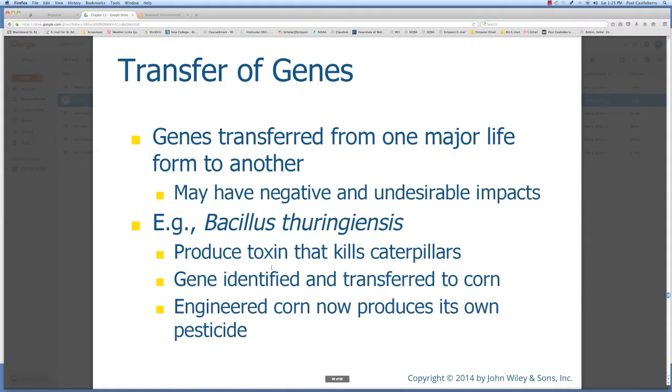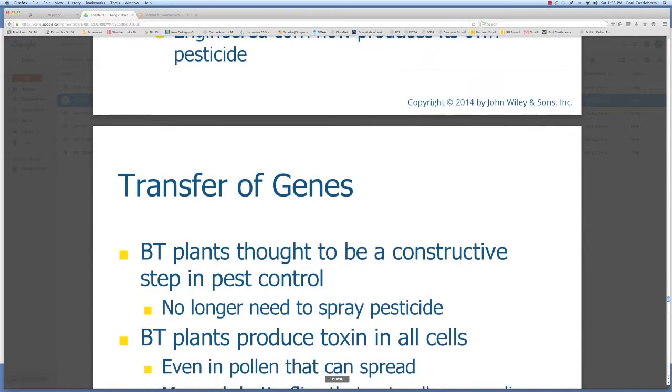In terms of transfers of genes, they could have negative and undesirable impacts. If we look at BT, for an example, it does produce a toxin that kills caterpillars, so there is damage to that part of the environment. The gene is identified and transferred to corn. The engineered corn now produces its own pesticide, and so that in itself would be an issue.